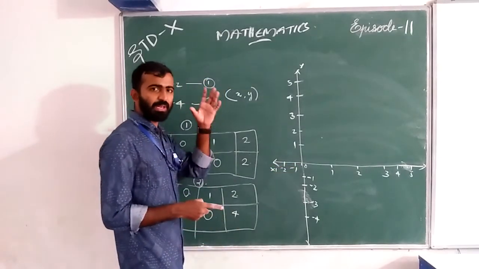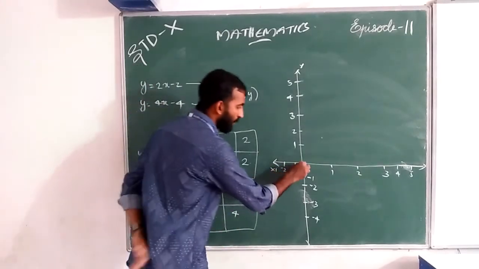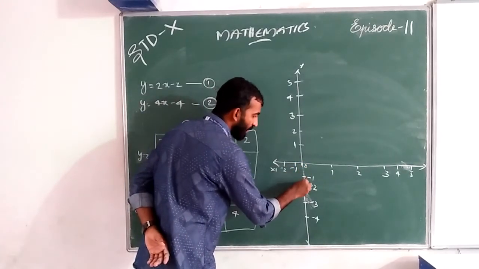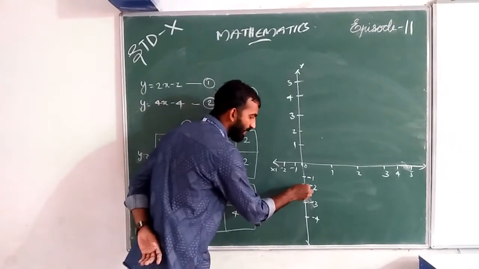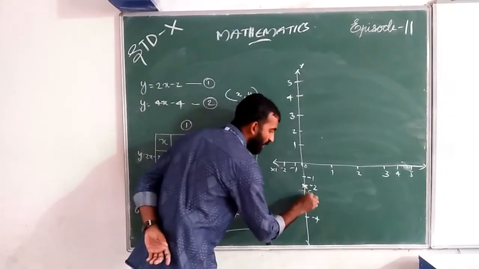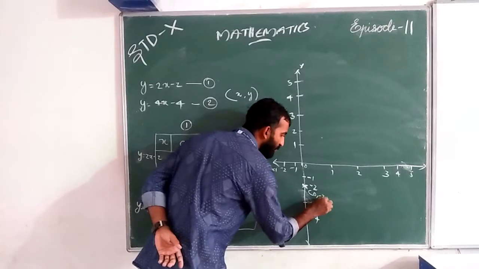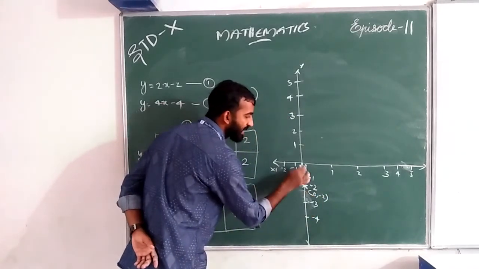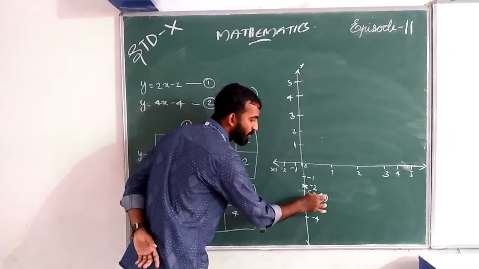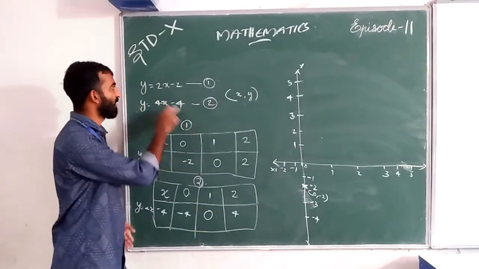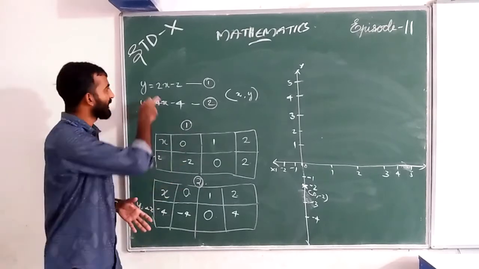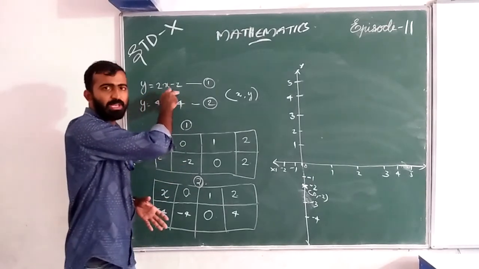That is, 0 is here. When we draw a perpendicular line to -2, the point is here. This point is denoted as 0, -2. Here 0 is the x coordinate and -2 is the y coordinate. That is from our equation number 1. What is our equation number 1? That is y equal to 2x minus 2.